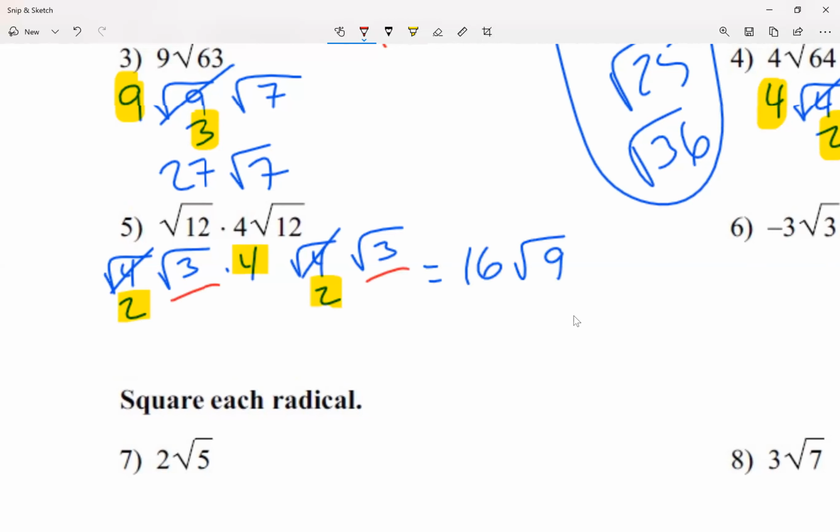So notice I multiply my whole numbers. I multiply my radicals. Whole numbers go with whole numbers, radicals with radicals. Do not mix and match. However, square root of 9, that becomes a whole number, right? 16 times 3 is 48.